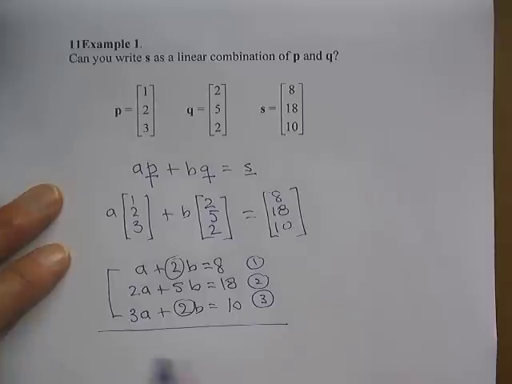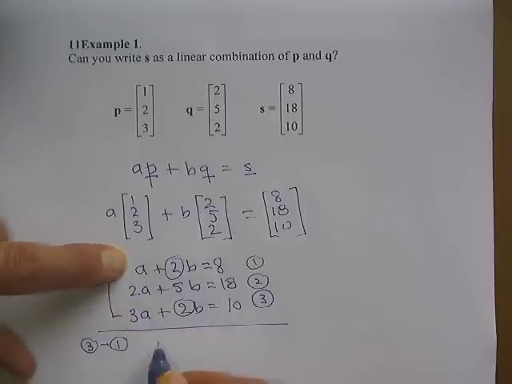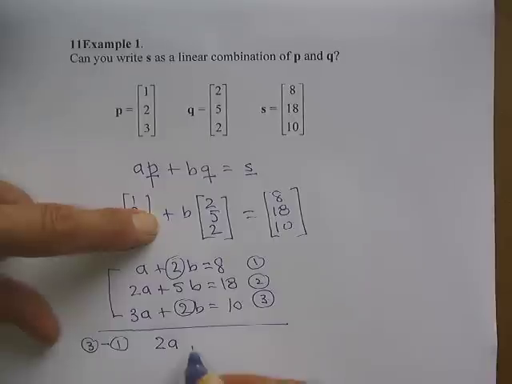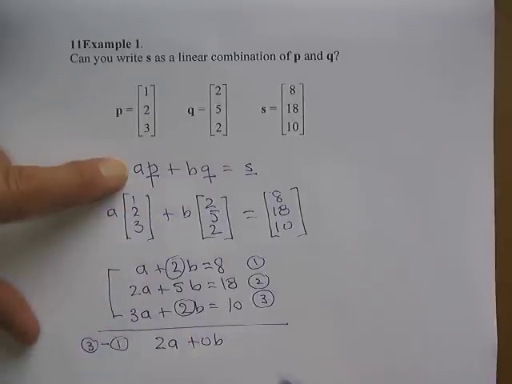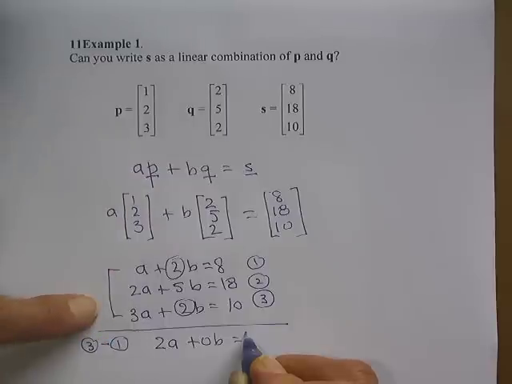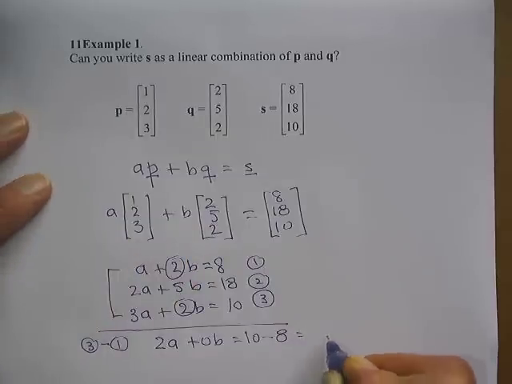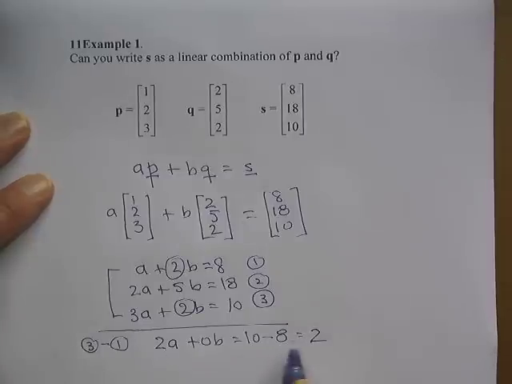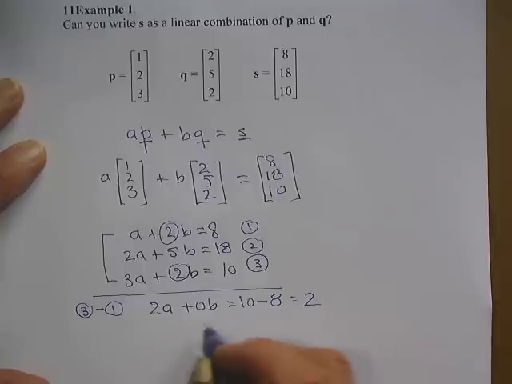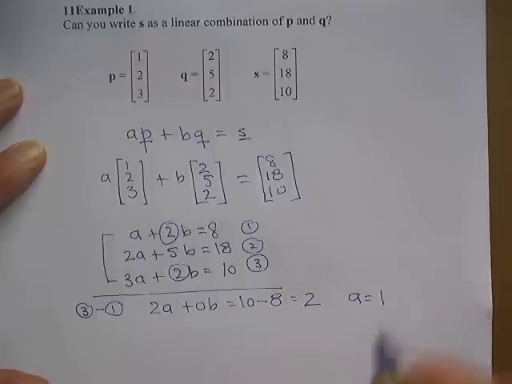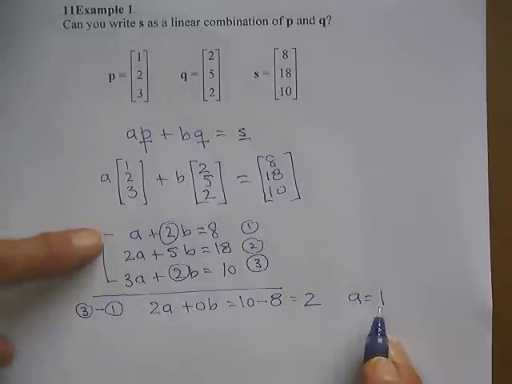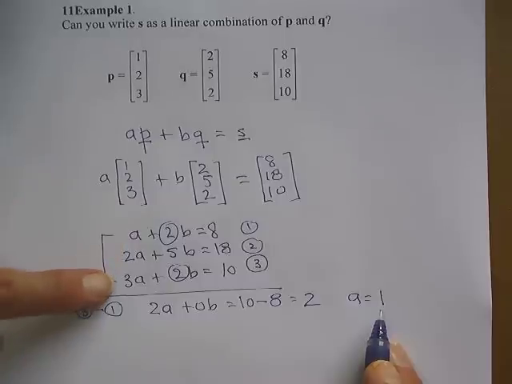I'm going to subtract 1 from 3 because that will give me 3 minus 1 here, which is positive. So I'm going to take 3 minus 1. And that will be 3a minus a, which is 2a. And then, of course, 0b equals 10 minus 8, which is 2. And so 2a equals 2. So that means a equals 1. Okay, so a is 1.